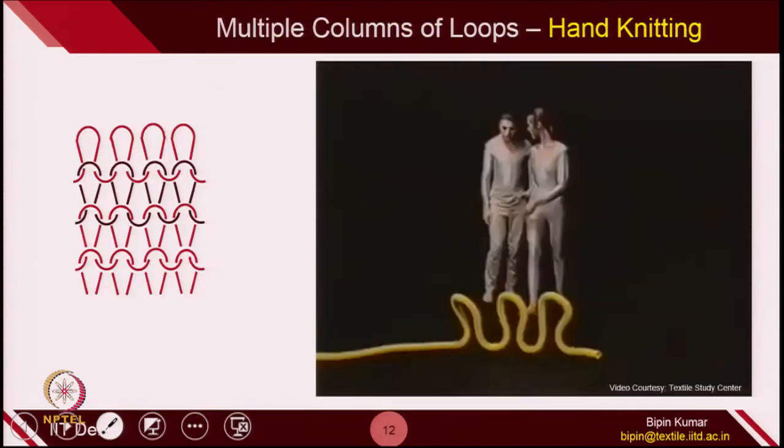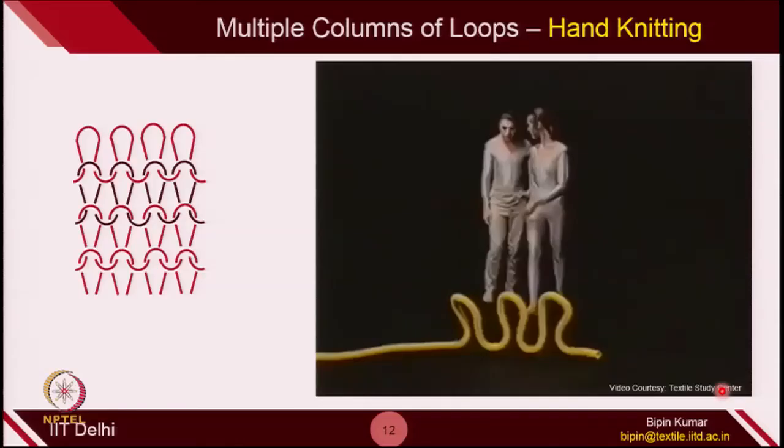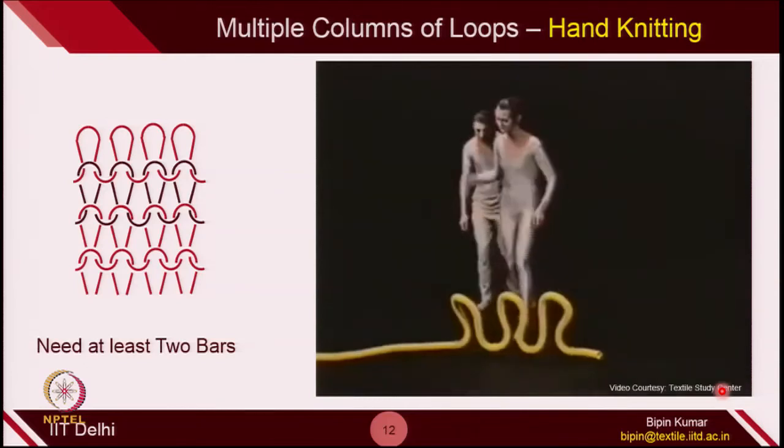Okay. Let us see the real animation video. It is a very good video I found from one of the textile study centers, which explains very well how we actually create these loops in each column. The most fundamental difference here for creating multiple columns is that during the process we always need two components, or two support systems, to create loops in each column. Let us see how. We need at least two bars, one bar for holding the loops and the other bar for creating the loops. So, let us see the video.